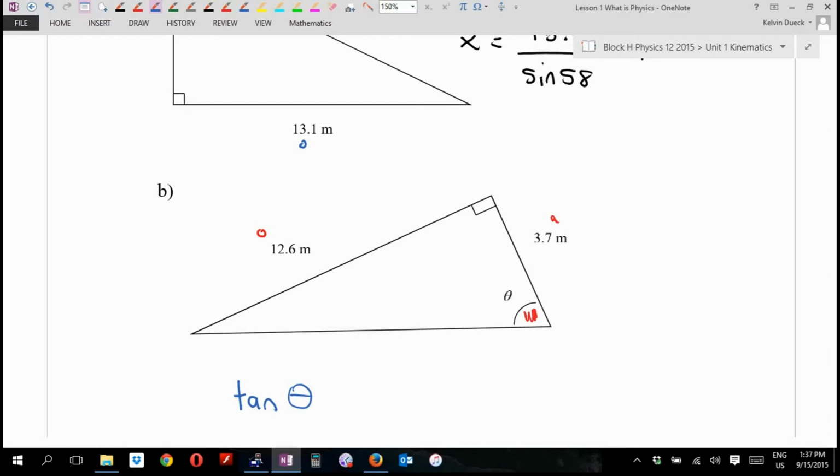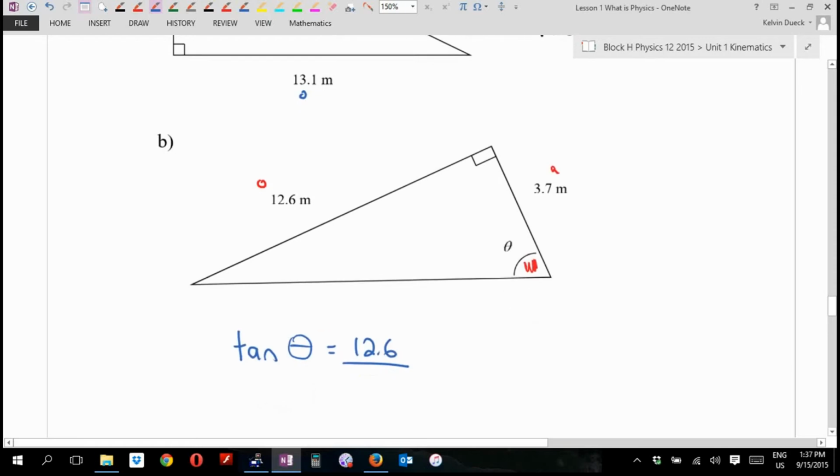Okay. Tan theta equals opposite over adjacent. Now, normally we try and get the theta by itself. We have the tan theta by itself already. I can't rearrange this. Instead, here I have to let my calculator do the work for me.